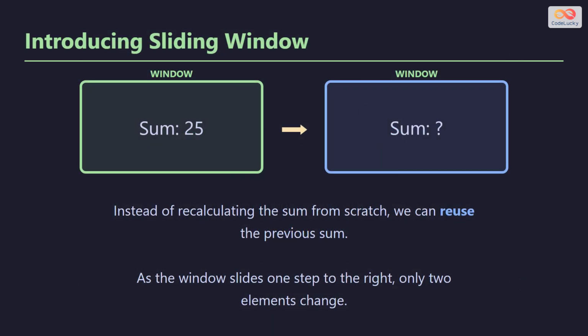Enter the sliding window technique. Imagine a window frame over our array. Instead of rebuilding the sum from 0 every time we move to the next index, we can simply slide our window 1 step to the right. We reuse the sum we just calculated.